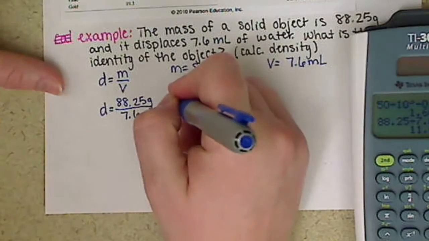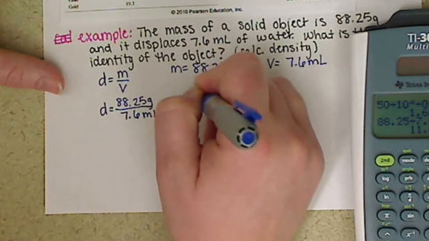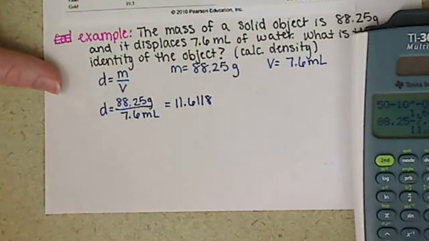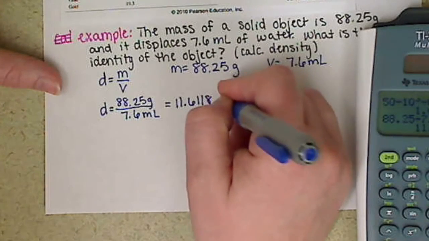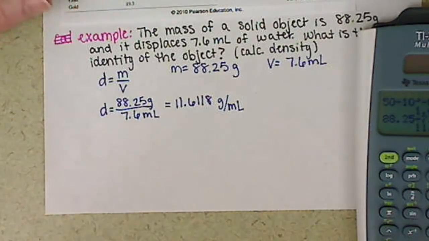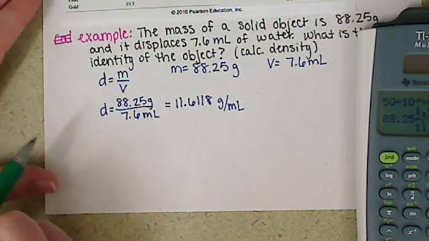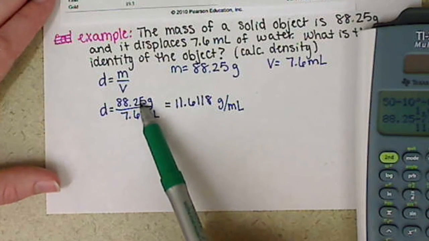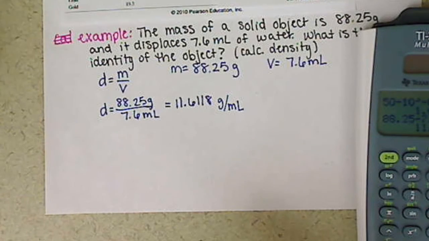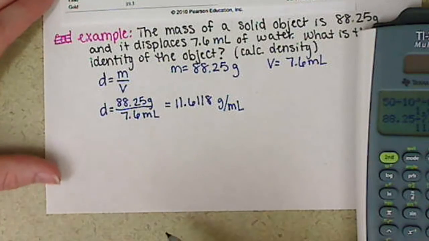And we get 11.6118. That's probably enough values there. That's grams per milliliter. Remember, our last step to any calculation is we want to look at our sig figs. We're dividing these values, so we want to look to the lowest number of sig figs.